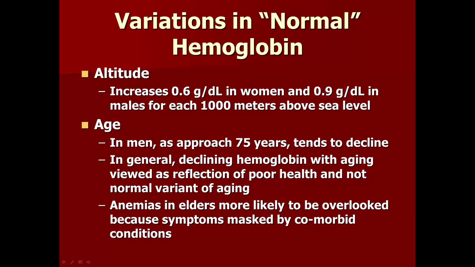One of the reasons it's easily overlooked is because some of the symptoms that they may have, fatigue, weakness, maybe a little bit of shortness of breath, may be masked by other comorbid conditions, or their symptoms are attributed to those comorbid conditions rather than an anemia that is developing. So as you work with elders, just kind of keep that in mind as you do your symptom review.